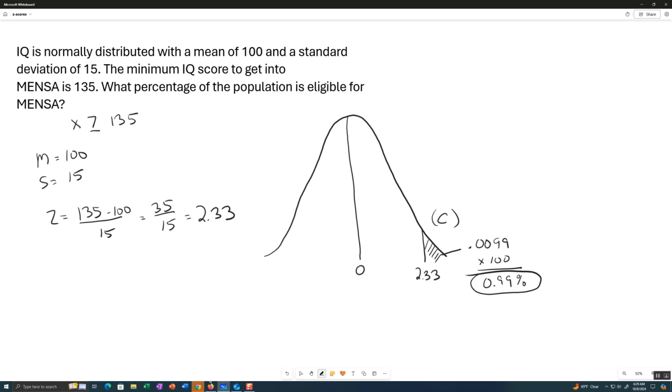That's not a lot. Less than 1% of the population. And that's pretty much it for z-score problems. So hopefully that was straightforward. If you have any questions, let me know.